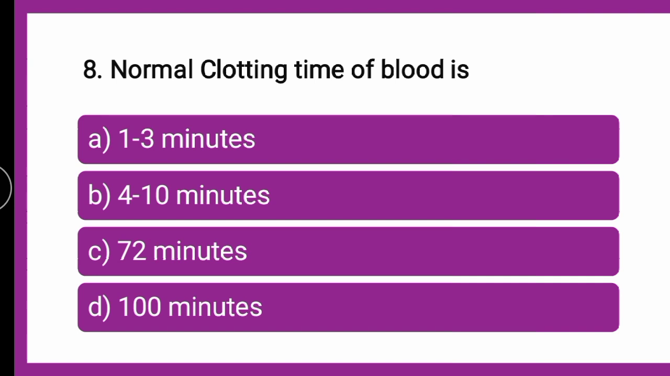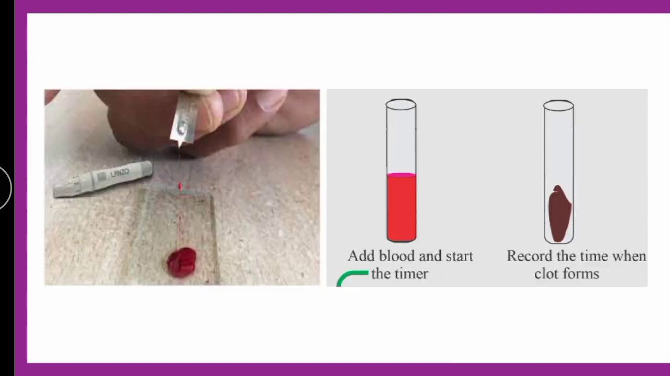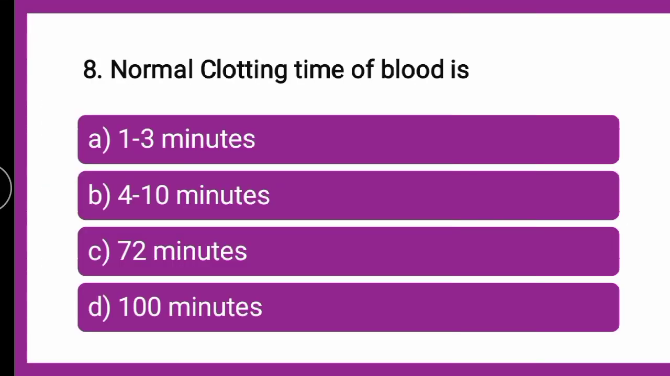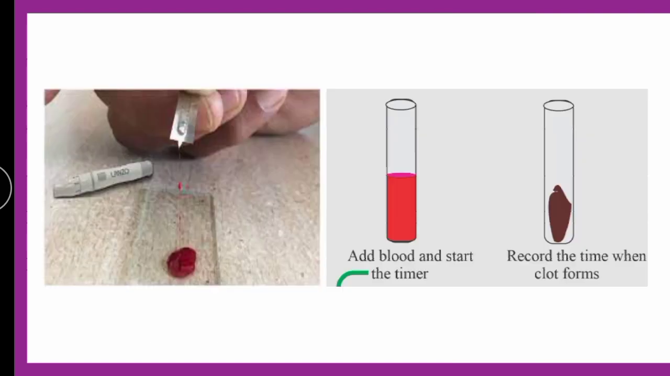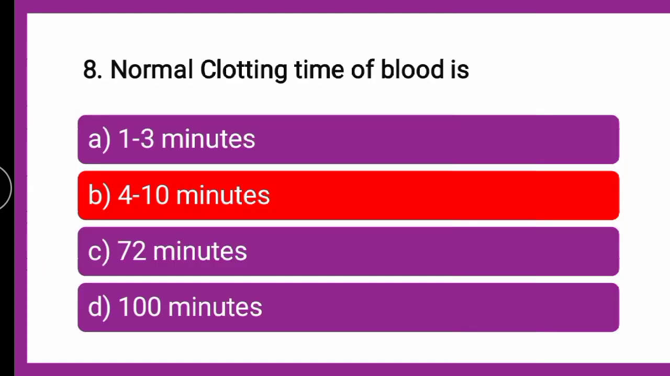Next question is, normal clotting time of blood is dash, whether it is 1 to 3 minutes, 4 to 8 minutes, 72 minutes, or 100 minutes. The clotting time is the time taken by the blood to form a clot, okay. So the normal clotting time of the blood is 4 to 10 minutes. It takes 4 to 10 minutes for the blood to clot.